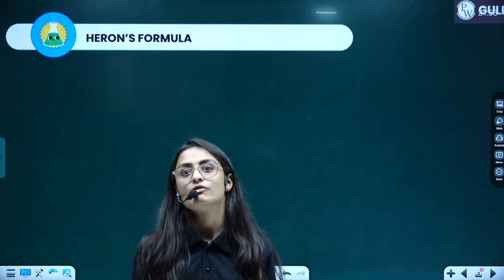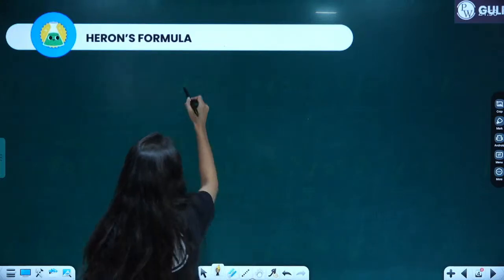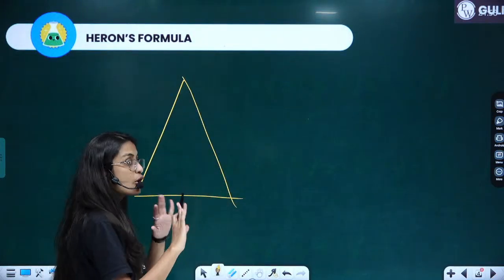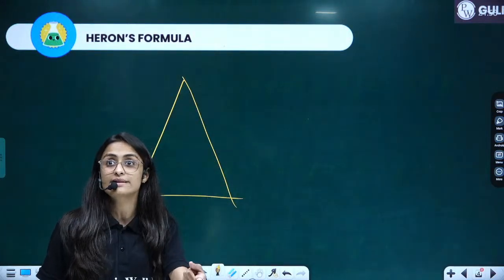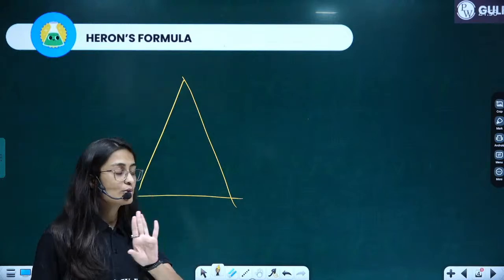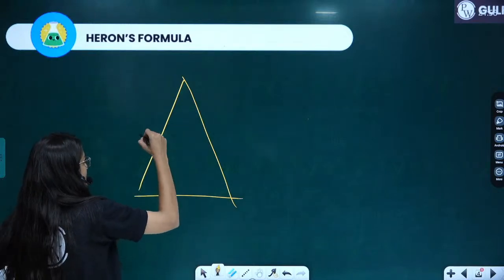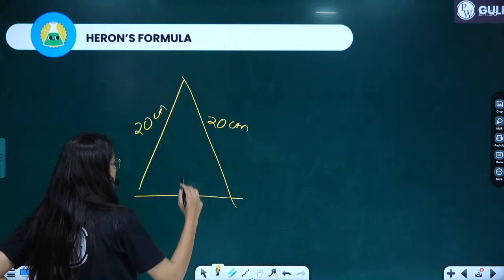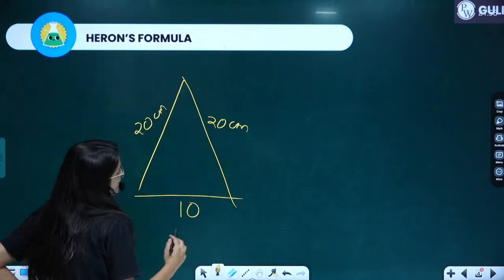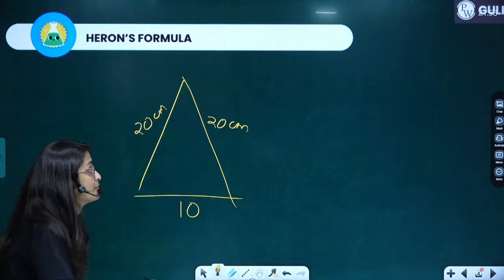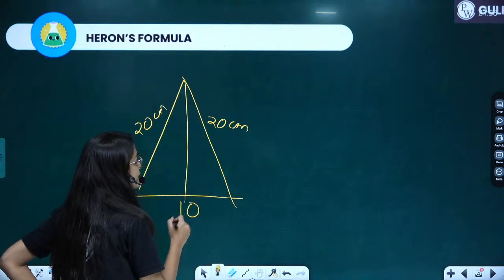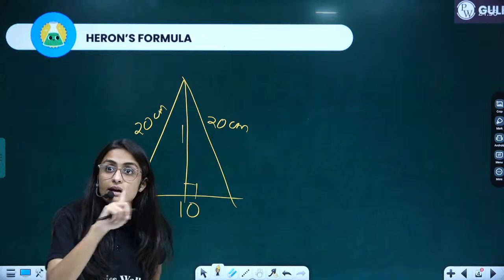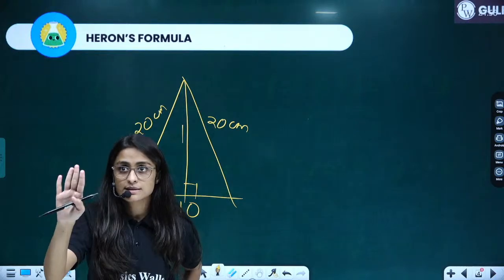So the height I have done. See, in this question I am finding it for a different value, 20. Now, to find the height, I draw the perpendicular to it. The perpendicular and median are similar in this isosceles triangle, isn't it?